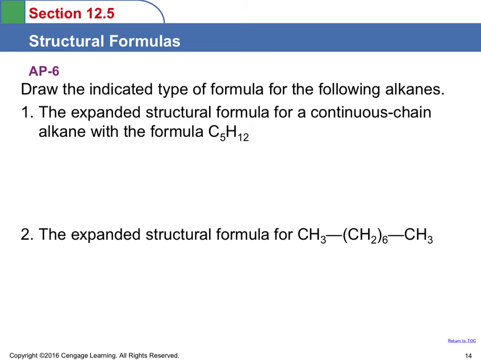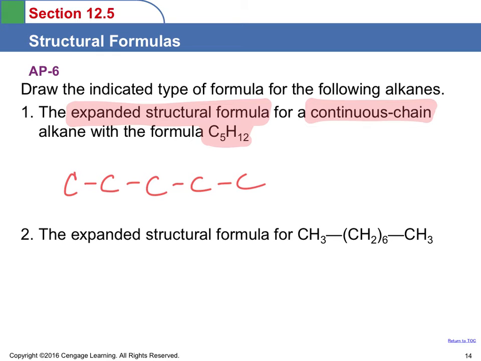All right, in this case, we are going to be given a formula for number 1. So we're given C5H12, and we want to draw the expanded structural formula for that given molecule. So we know we have 5 carbons. So we're just going to stick those connected to each other. So this continuous chain statement here means your carbons really are just linked in a continuous chain, right? Just a chain of carbons.